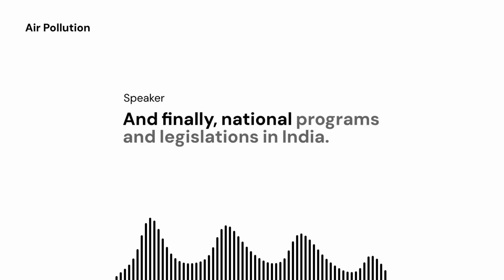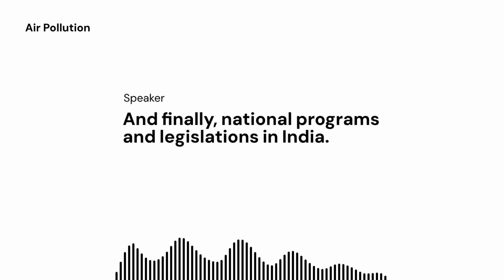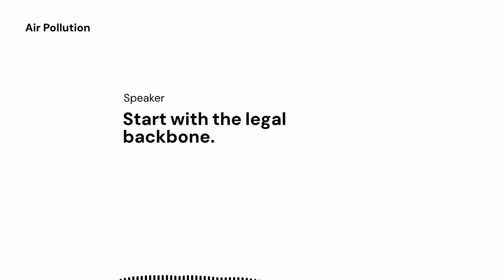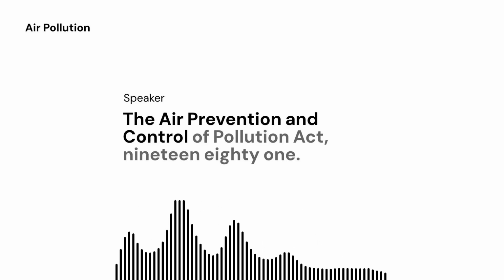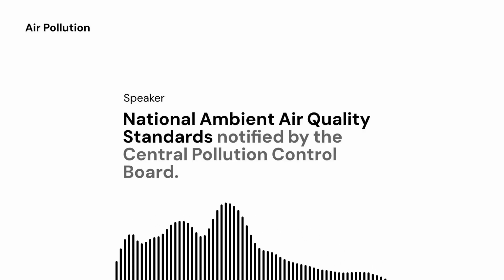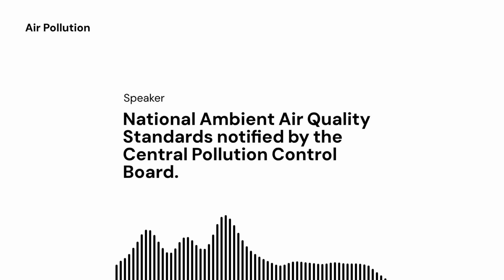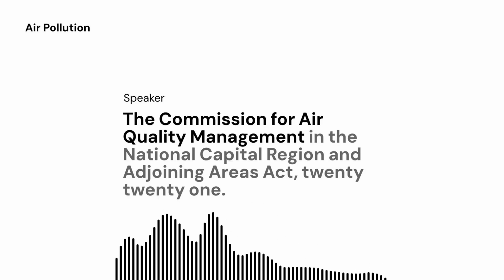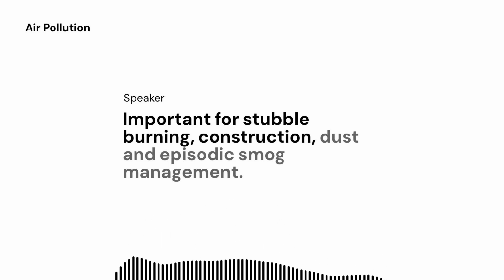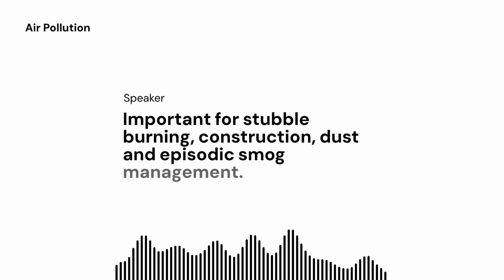And finally, national programs and legislations in India. What are the must-mention points? Start with the legal backbone. The Air (Prevention and Control of Pollution) Act 1981, National Ambient Air Quality Standards notified by the Central Pollution Control Board, the Commission for Air Quality Management in the National Capital Region and Adjoining Areas Act 2021. Important for stubble burning, construction dust, and episodic smog management.